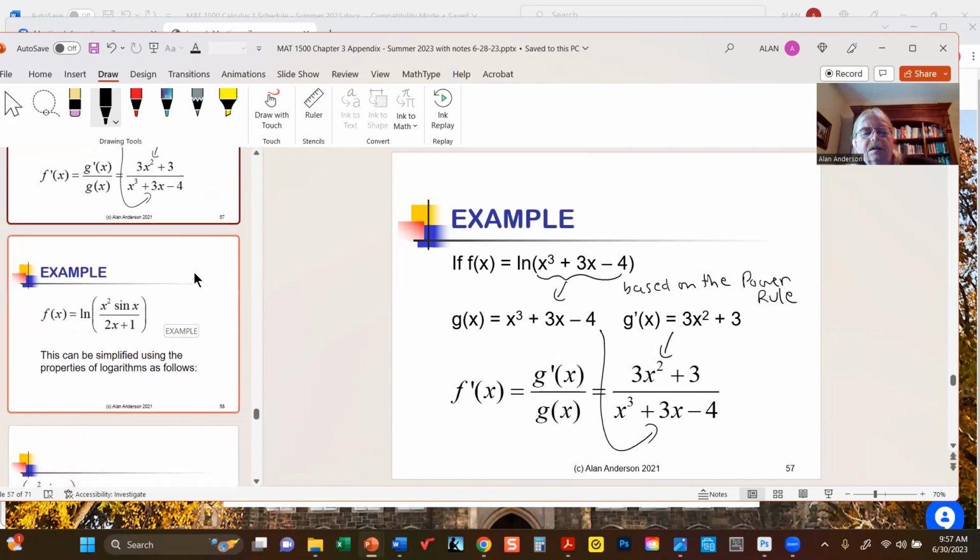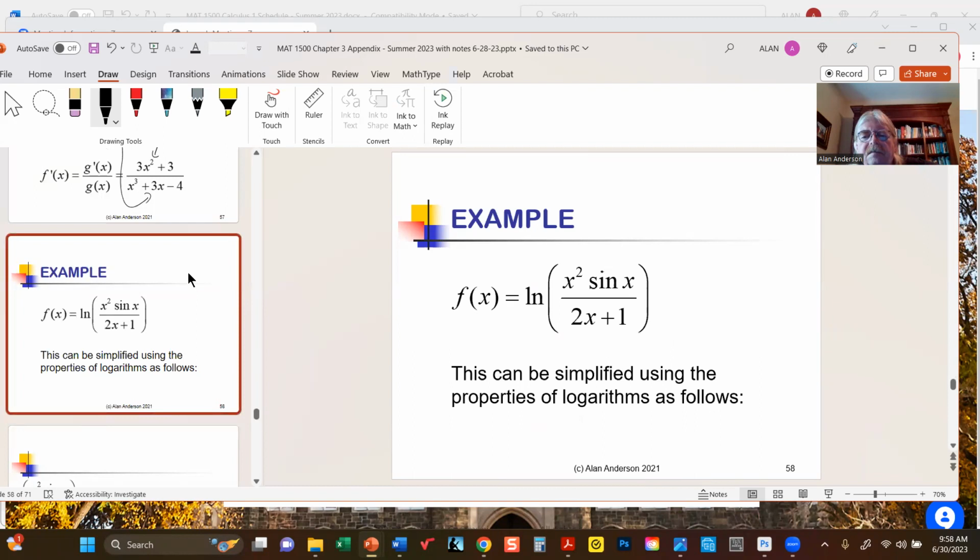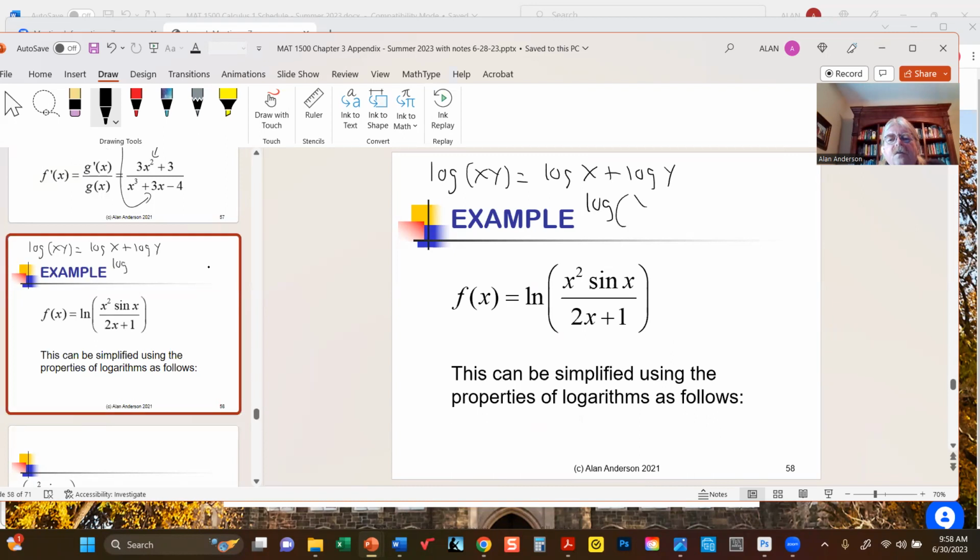Now this one. Sometimes, with these cases, before you start trying to do a horribly complicated derivative, thanks to the properties of logarithms, we can make things a little easier for ourselves. And here's a good example of that. We have the log of, oh my God, look at this. But we remember the log of any base of xy is the log of x plus the log of y. And furthermore, the log of x over y is log x minus log y.